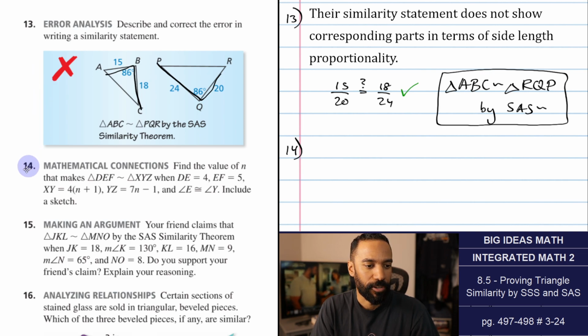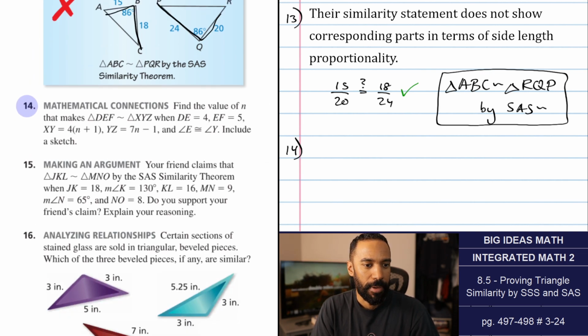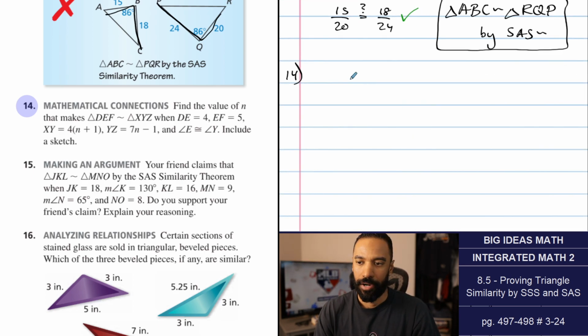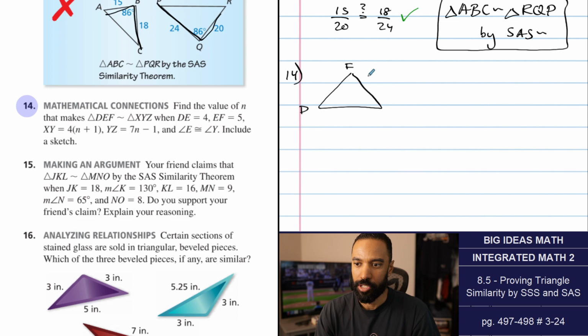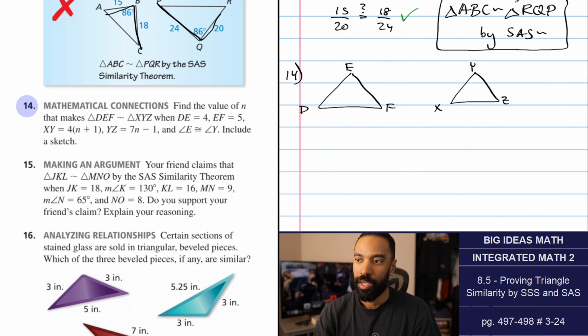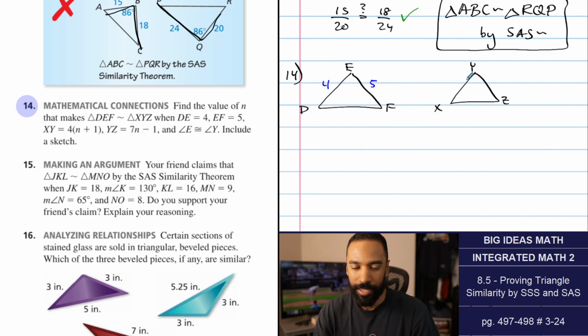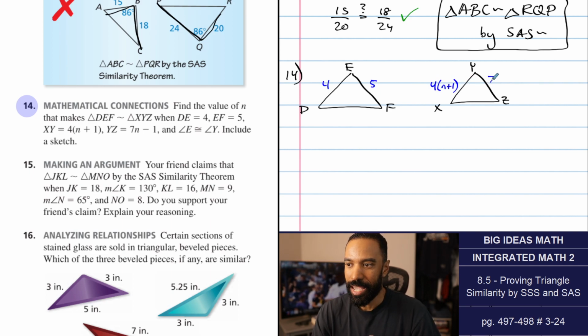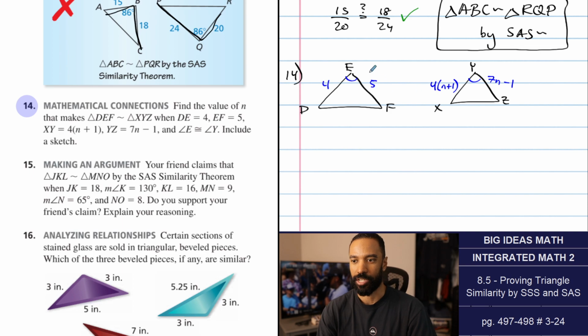Number 14, mathematical connections. Find the value of n that makes triangle DEF similar to triangle XYZ, where this, and that. So DEF, now they give you the similarity statement, so we know which parts correspond, so I'm just going to draw them out as they are. And XYZ, I don't know if it's bigger or smaller. I'm actually not going to care. I'm just going to label. DE is 4, EF is 5, XY, which corresponds with DE, is 4 times n plus 1, YZ is 7n minus 1, and angle E is congruent to angle Y. Include a sketch. I just did.